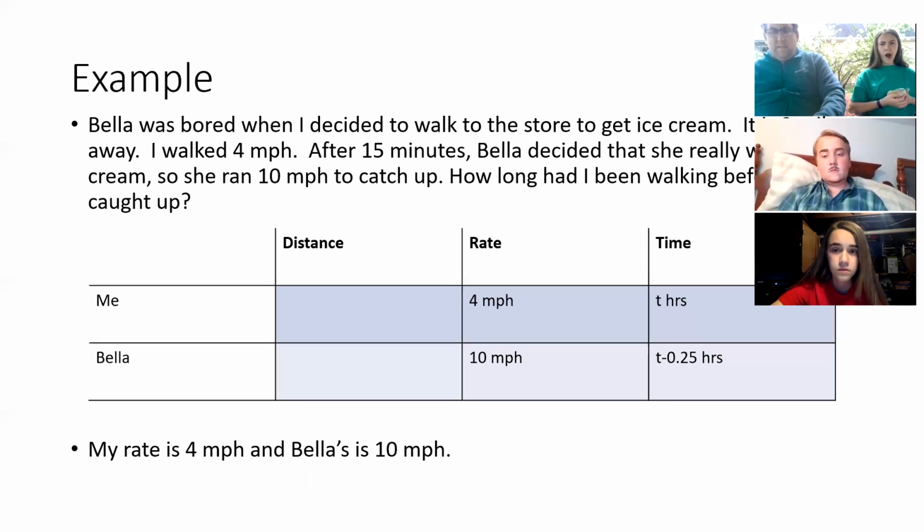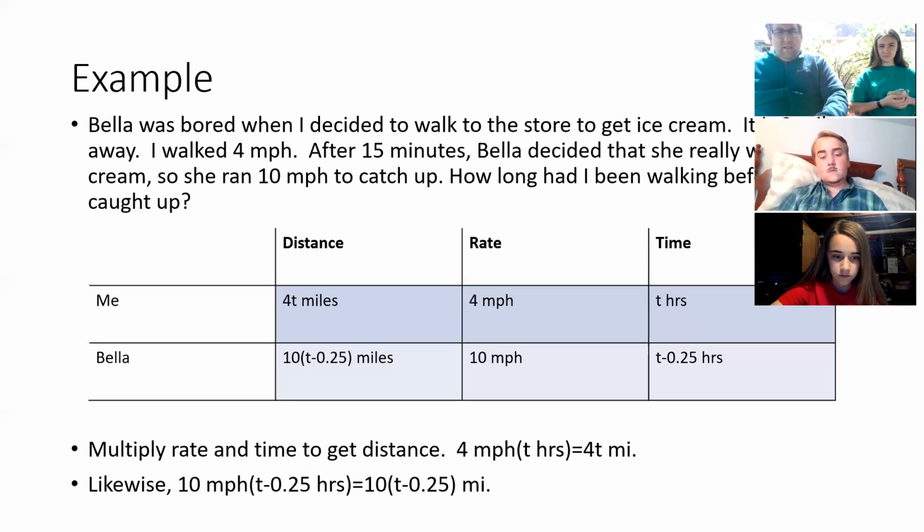Okay, write them in the table. Then multiply rate times time to get distance. So 4 times t is 4t. 10 times t minus 0.25 is 10 times the quantity, t minus 0.25. So those are the distances.